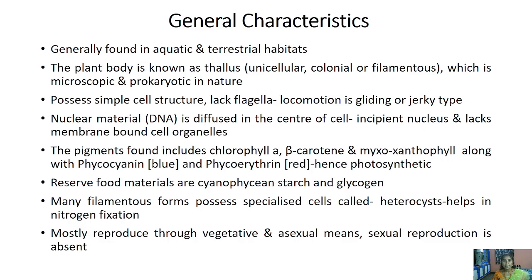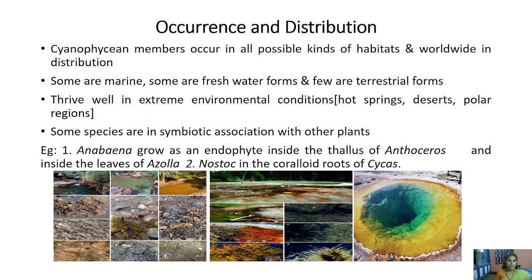Let us study these characters one by one in detail. First thing is occurrence and distribution of cyanobacteria. The Cyanophycean members occur in all possible kinds of habitat where life is possible, which are worldwide in distribution. Some are marine, that means they grow very well in salt water, and some of them are freshwater forms, and a few of them are terrestrial forms also. That means they are able to grow on land surface.